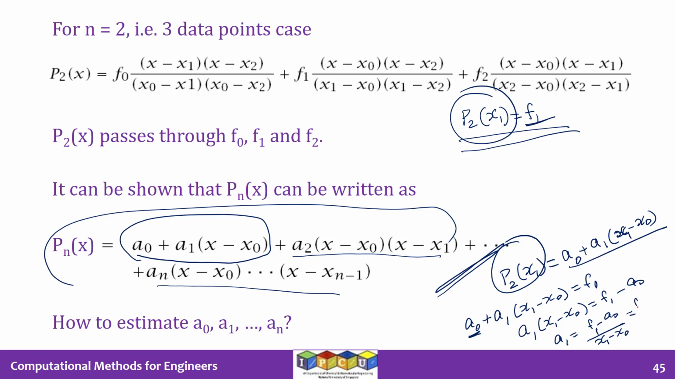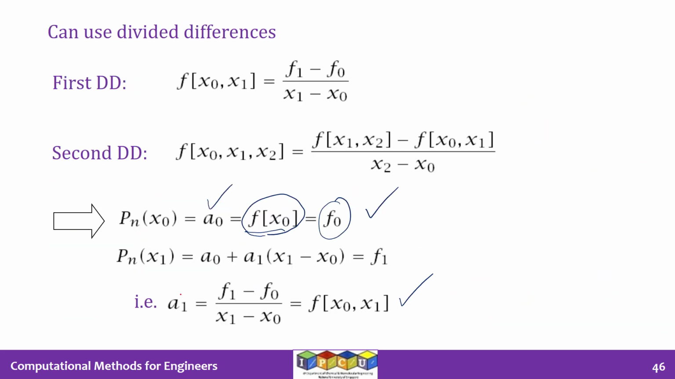So a1 is going to be equal to f1 minus f naught by x1 minus x naught. This pattern sounds familiar. This is nothing but the first divided difference involving x naught and x1. That is exactly what this is. That is why we introduced that concept and that notation. Therefore, a1 is nothing but the first divided difference involving x naught and x1. So we have found out a1.